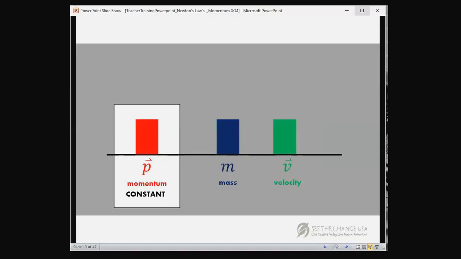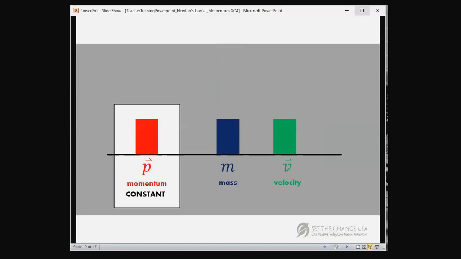And this is the reason why. I want you to pay attention. What happens when the mass of an object increases? And what happens to its velocity? As the mass of an object increases, its velocity decreases. And as the mass decreases, its velocity spikes up. This is the only way momentum can stay constant.